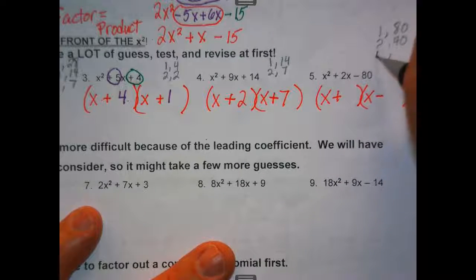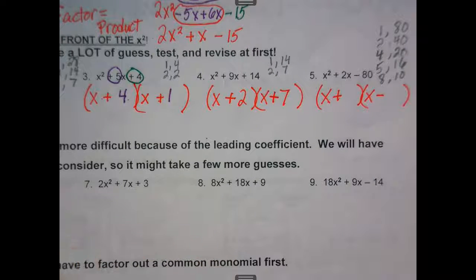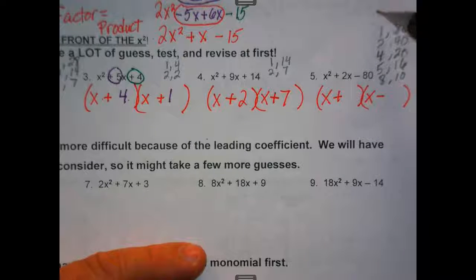4 times 20. 5 times 16. No, I was right, 16. 6 doesn't work. 7, 8. 8 times 10. I think that's it. Okay. Now remember, one has to be positive, one has to be negative, and they add up to a positive 2.